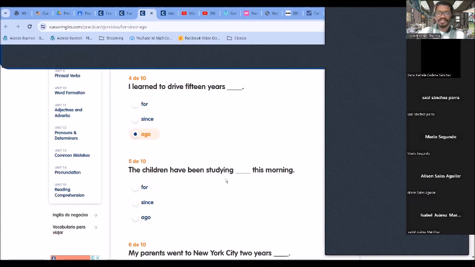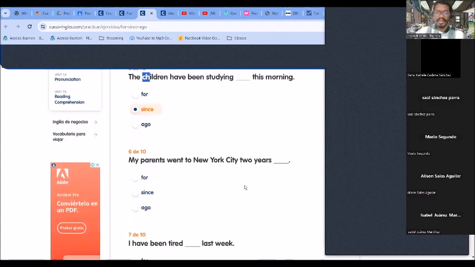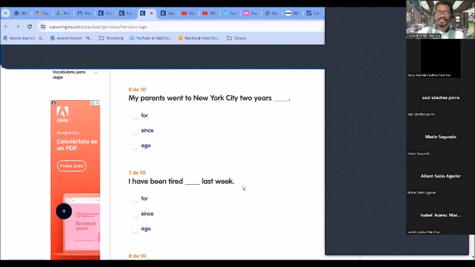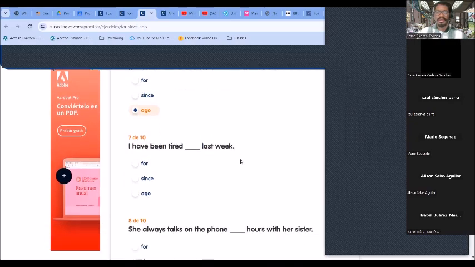Mario, number 5. The children have been studying science this morning. One more time. The children have been studying since this morning. There we go. Good. Back to you, Allison. Number 6. My parents went to New York City 2 years ago. Good. Isabel, number 7.